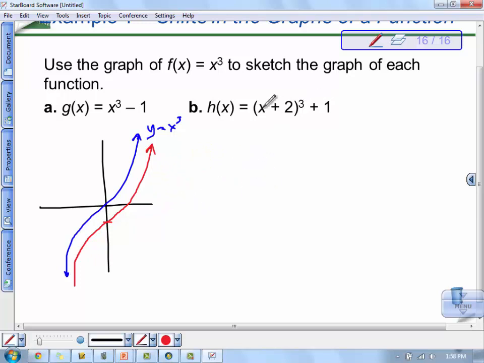Here's another one. This is the same cubic, so it's the same blue parent function, but now our new function is going to be shifted 2 units to the left and 1 unit up. So I'll take this point, move it 2 units to the left, 1 unit up to here, in which case you'd have this right here.